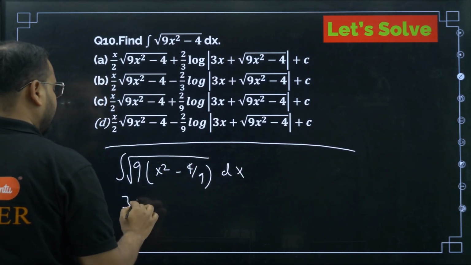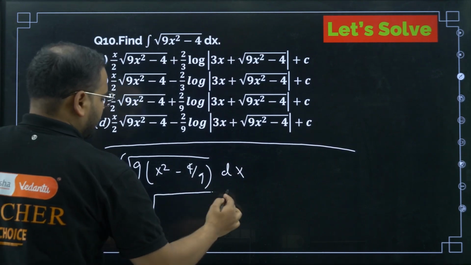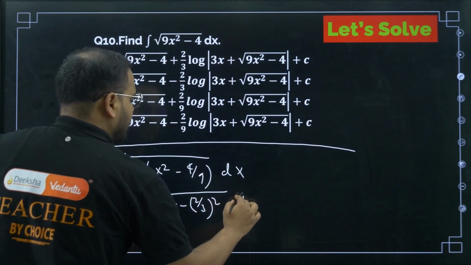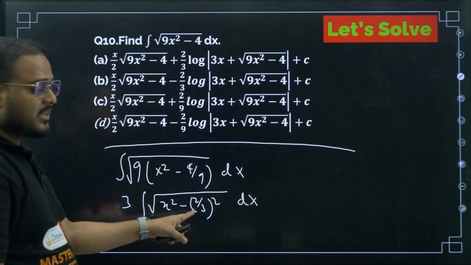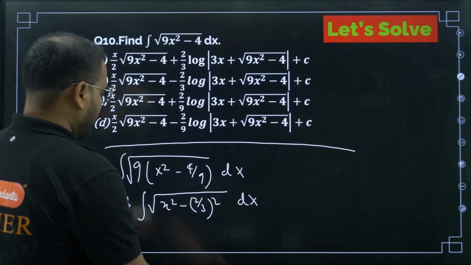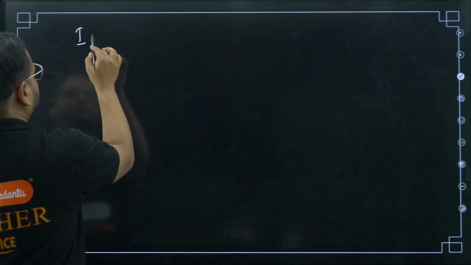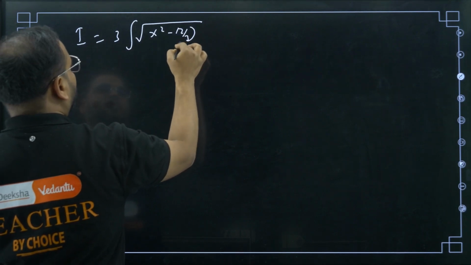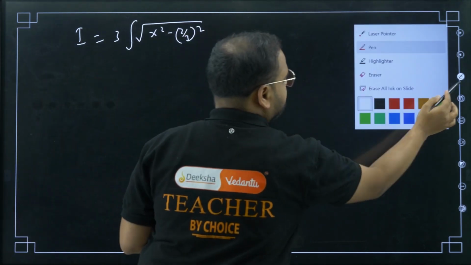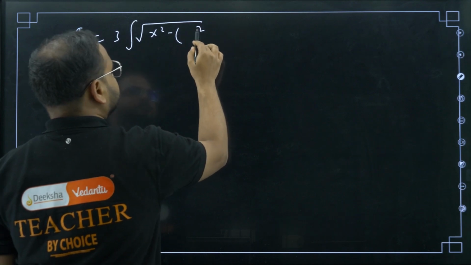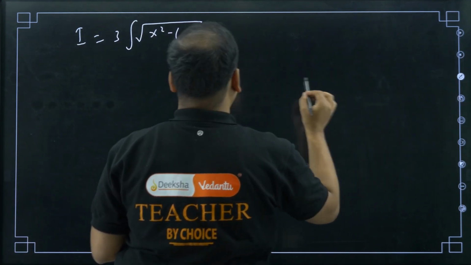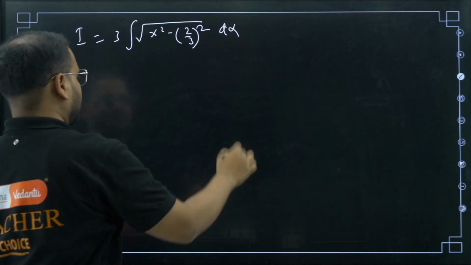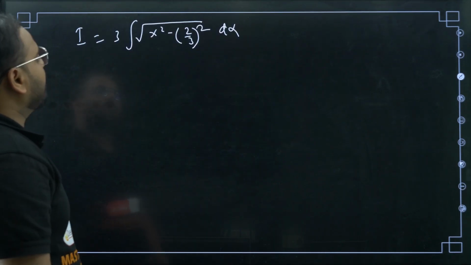Now take this 9 outside. What do I get? 3 times the integration of x square minus 2 by 3 the whole square dx. Remember this? The x square minus a square formula. What is that going to be? Please let me show you here. 3 times the integration of x square minus 2 by 3 the whole square, with again dx. Is it right? Yes, sir. So how will I solve this? X square minus a square.